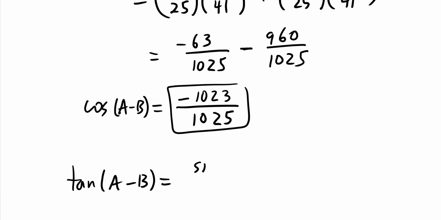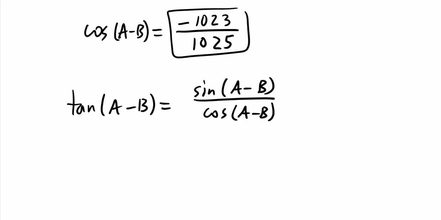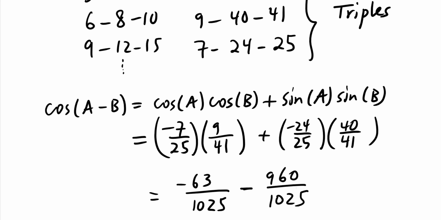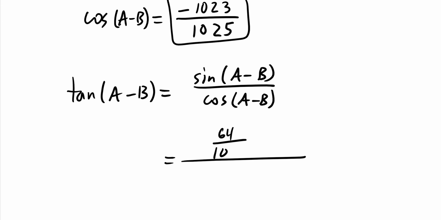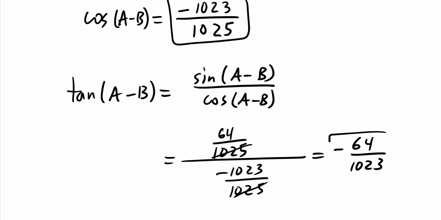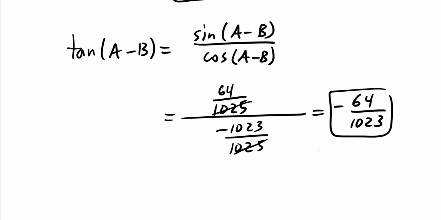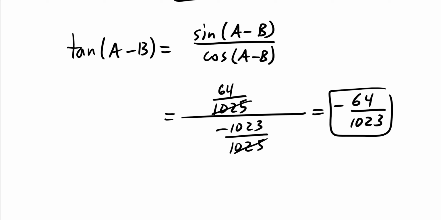Tangent A minus B is sine over cosine, as we defined it in the previous section, the quotient identity. We found sine. It was 64 over 125, 1025. And this one, we just found it. These cancel, simplified to negative 64 over 1023. Notice how we found tangent using sine and cosine.